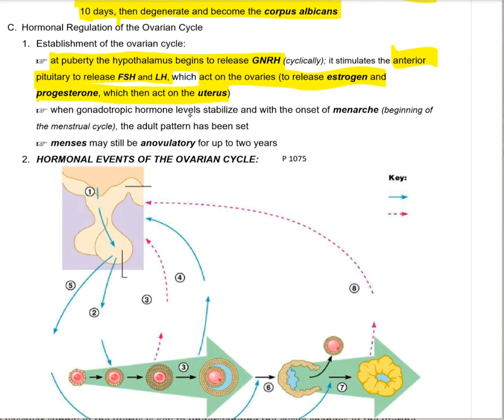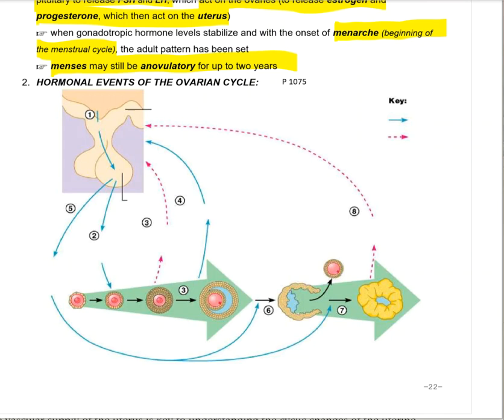So the gonadotropic hormone levels stabilize with the onset of menarche, and menarche is the beginning of the menstrual cycle. But menses may still be anovulatory for up to 2 years. That's not for certain, and we wouldn't know that for sure, but it takes time for the hormone levels to sync up and have everything work, so that every single ovulatory cycle would result in an oocyte being released. Okay, now we're going to go back and forth between this. First off, the things in blue here are stimulatory, and the things in the red dotted line are inhibitory. That's the first thing to think about.